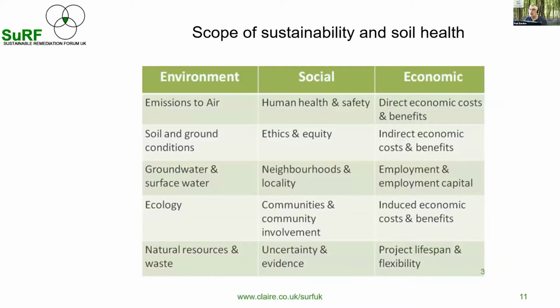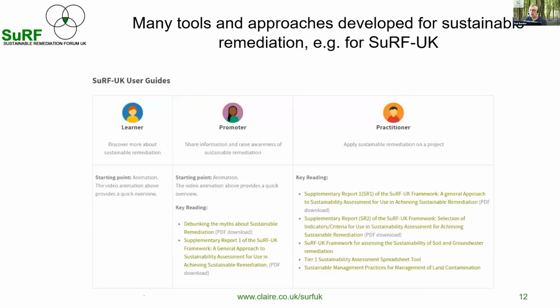For SURF UK, it looks at the scope of sustainability across 5 headlines in each of the 3 elements of sustainability. And it's quite deliberate that we've chosen 5 because we want to emphasize it as a balanced configuration. And this links directly to the question of soil health. Just for your information, there are many approaches and tools developed for sustainable remediation around the world. So this is the information map from SURF UK, but there is information from SURF in the States and from many of the other SURFs around the world, which are generally freely accessible.